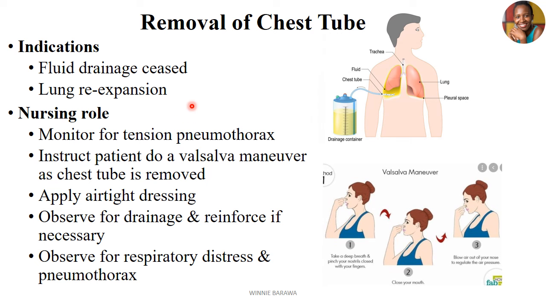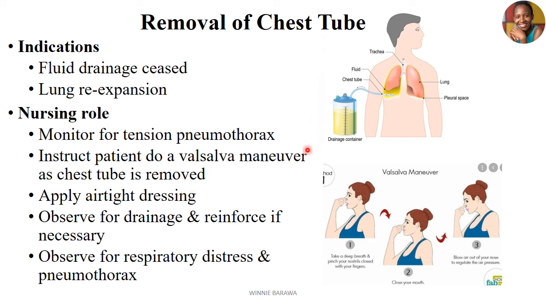So what is the role, or how do we participate in the removal of the chest tube? Number one, when the removal of the chest tube has taken place, monitor for tension pneumothorax, that is, monitor that there's no further air leakage happening through the lung surfaces. Then learn to instruct the patient to do a Valsalva maneuver as the chest tube is being removed.